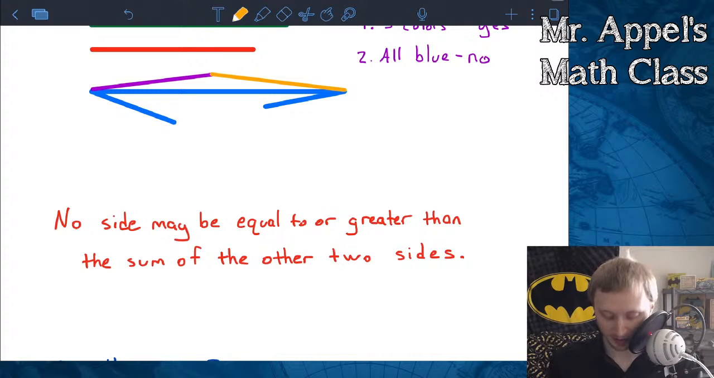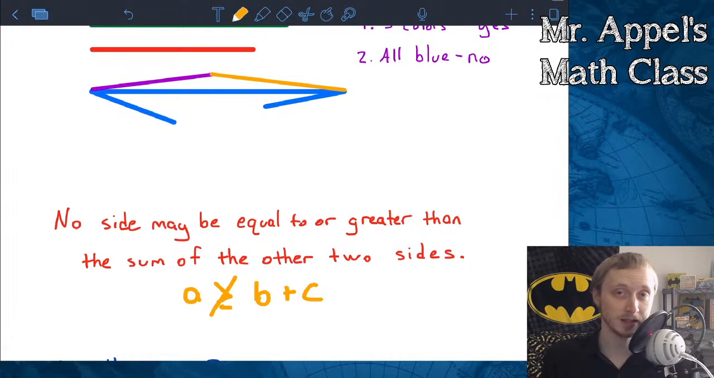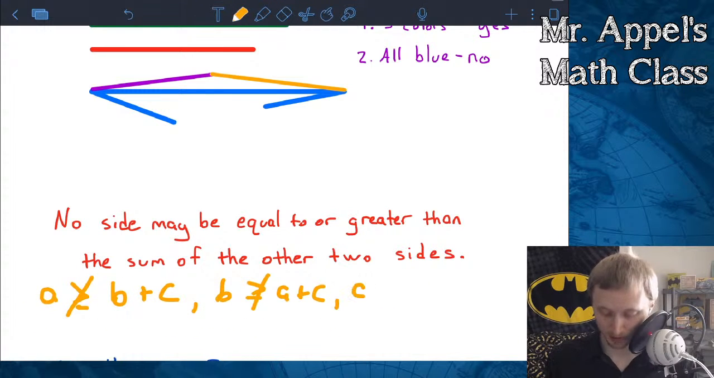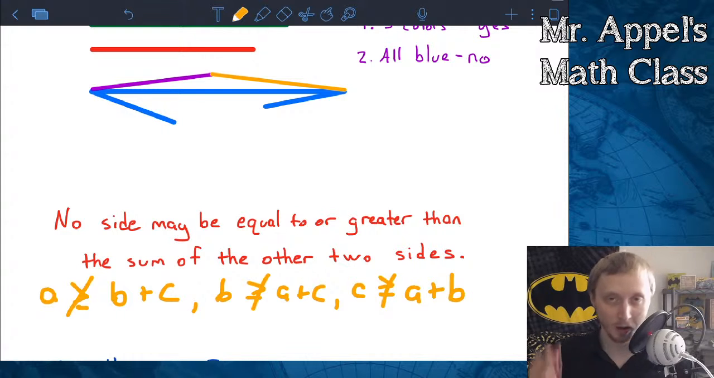So if you were to call them sides A, B, and C, A cannot be greater than B plus C, right? Not greater than. Equal to or greater than. Include that. Not equal to or greater than the sum of the other 2 sides, because then it's too big. They won't be able to match up. And that, of course, applies to all of them. B cannot be greater than or equal to A plus C. And C cannot be greater than or equal to A plus B, right? All of those have to be true.